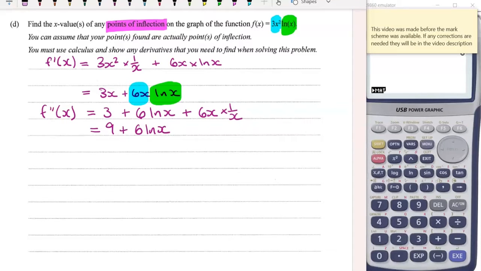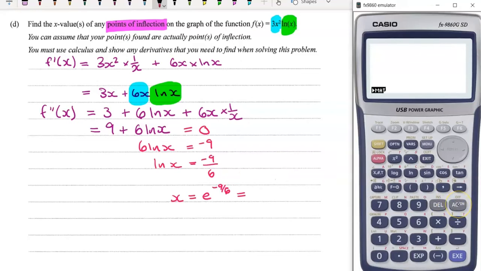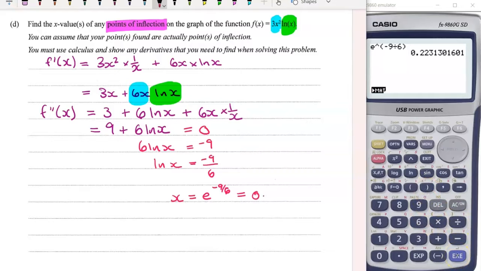Now for a point of inflection, that is set to be equal to 0. So 6 log x is equal to minus 9. Log x is minus 9 over 6. So x is equal to e to the minus 9 over 6, which we can do over here. E to the power of negative 9 over 6 is going to be 0.223.